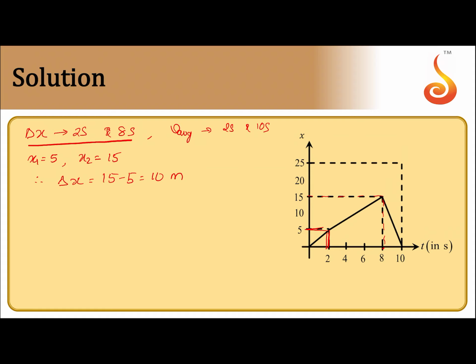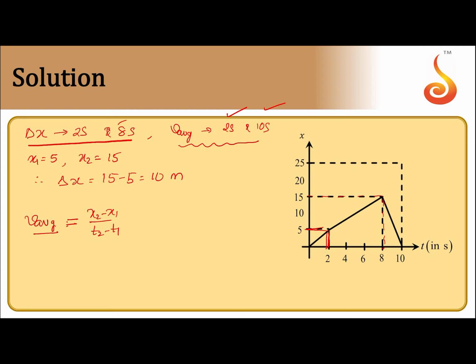Then the second part, the average velocity calculation. To calculate the average velocity, again the same thing. Average velocity is x2 minus x1 divided by t2 minus t1. But observe that this time the time intervals are different, 2 seconds and 10 seconds, not 8 seconds.